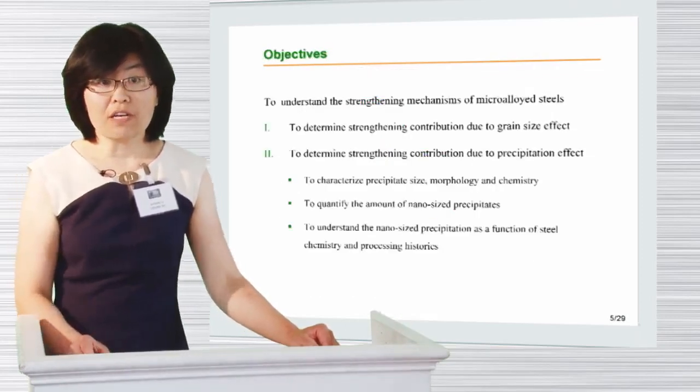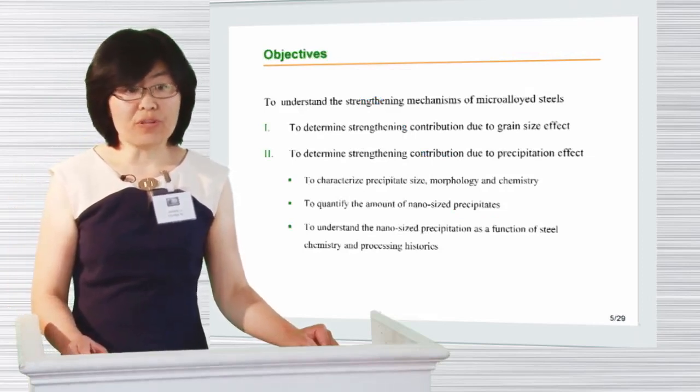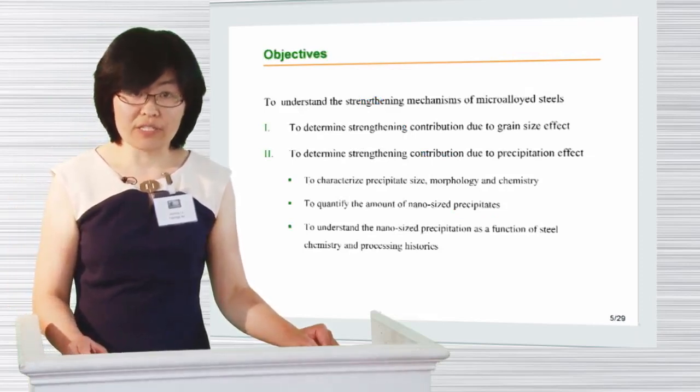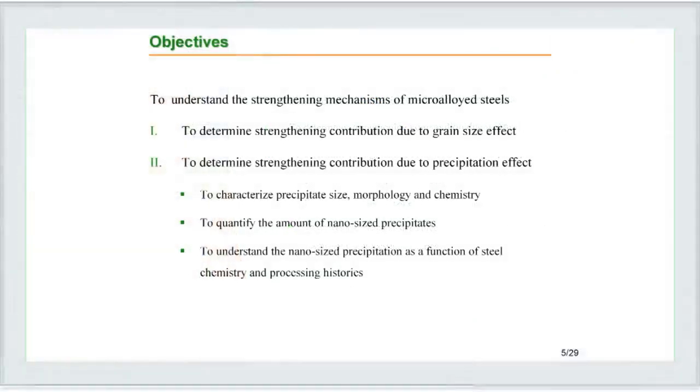The objectives of this research are to understand the strengthening mechanisms of microalloyed steels. So first, we need to determine the strengthening contribution due to grain size effect. Then also we need to determine the strengthening contribution due to precipitation effect. Therefore, we need to characterize the precipitate size, morphology, and chemistry. And also we need to quantify the amount of the nano-sized precipitates. Finally, we will understand the nano-sized precipitation as a function of the steel chemistry and processing histories.